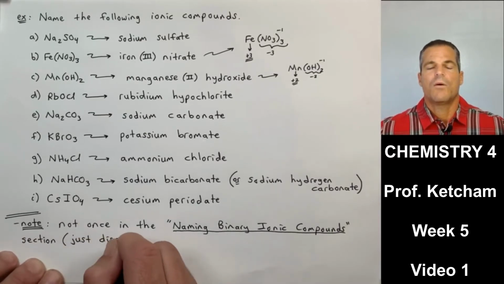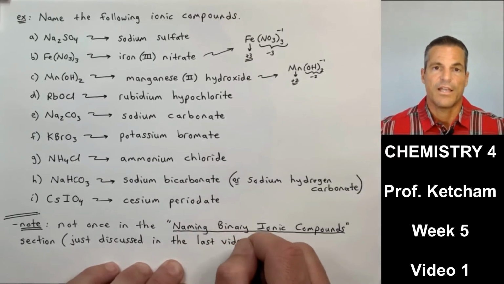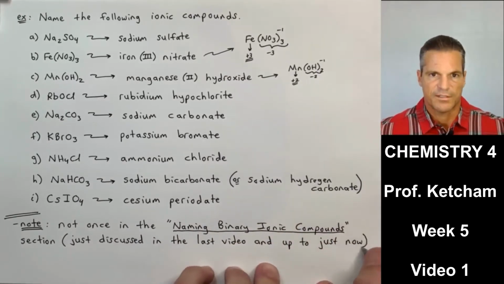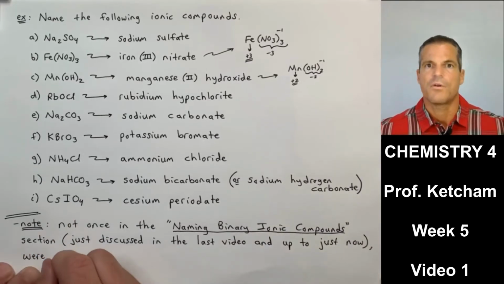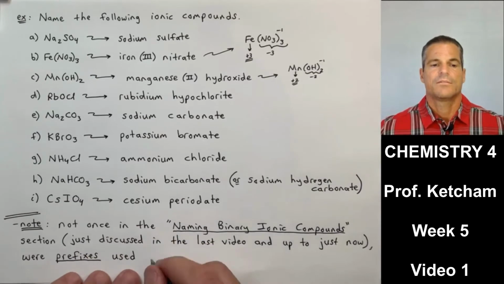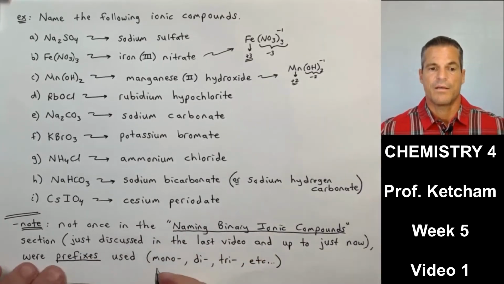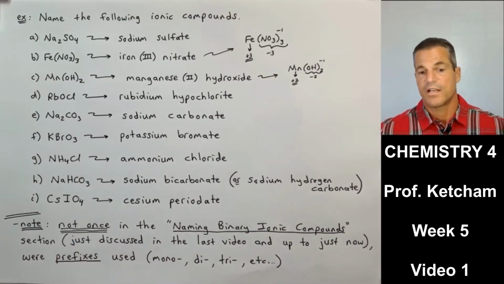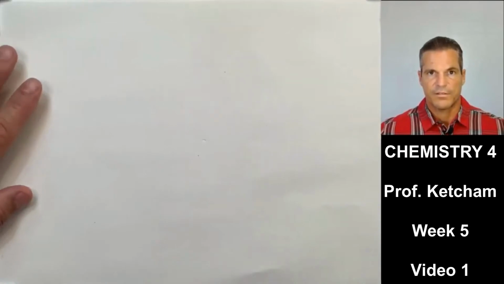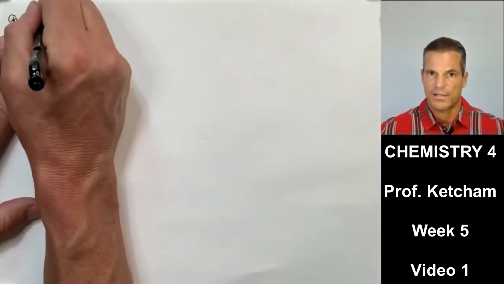All right. Now, not once in any of the naming we've done in this video or at length in the previous video did I ever use prefixes like mono or di or tri or tetra. None of that stuff. No penta, no deca. Not once in naming binary ionic compounds have I used prefixes. Prefixes are reserved for naming covalent compounds.